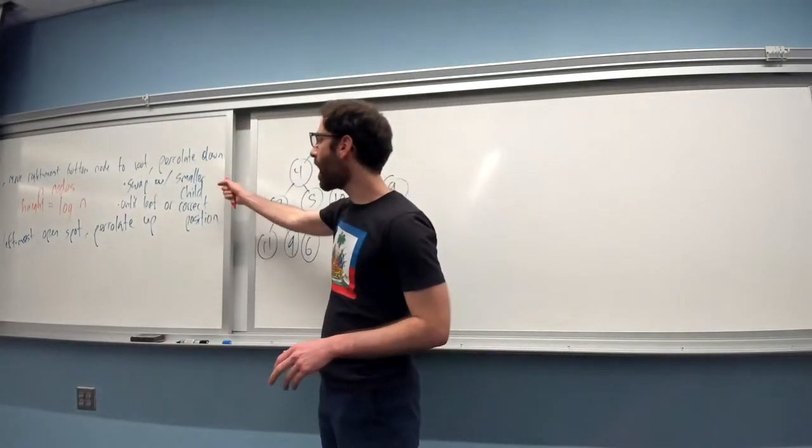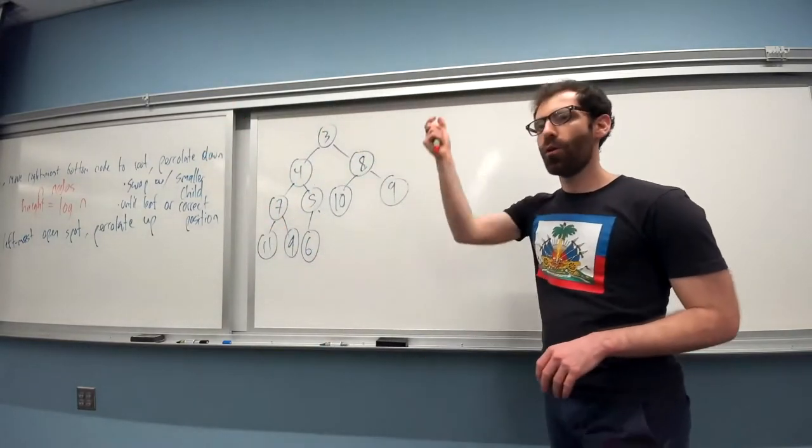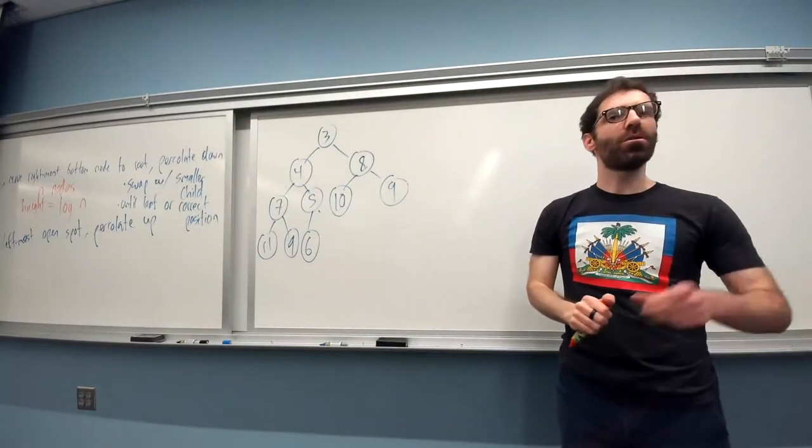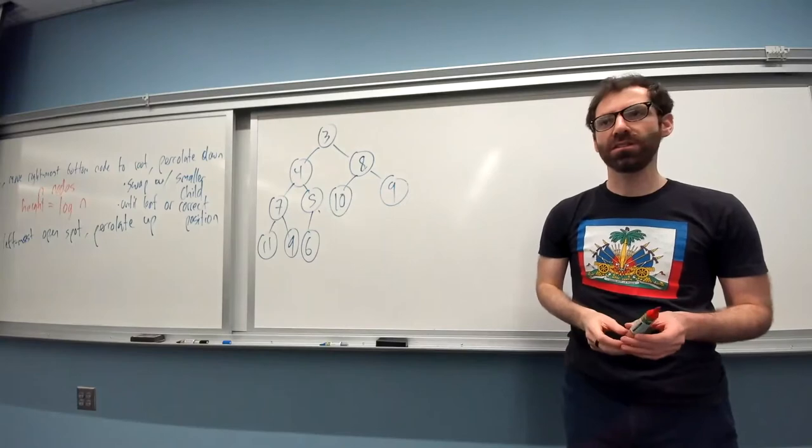And so in the worst case, when we're doing this percolate down, how many swaps might we have to do in the worst case?